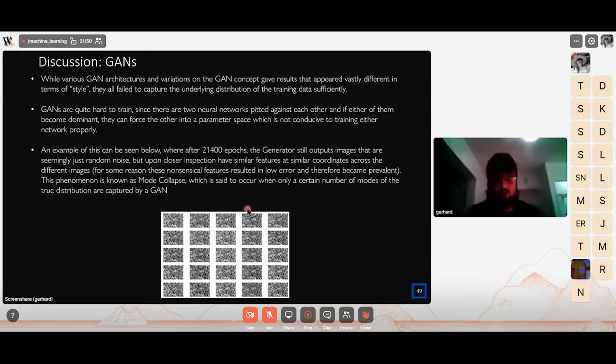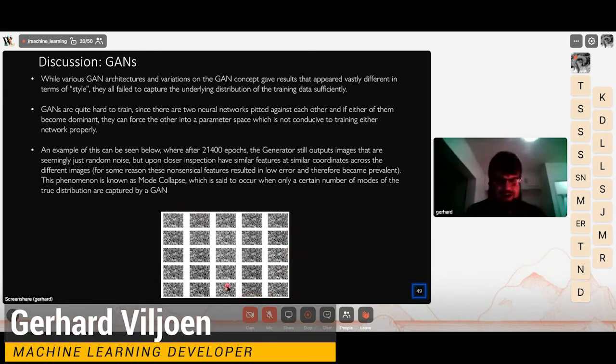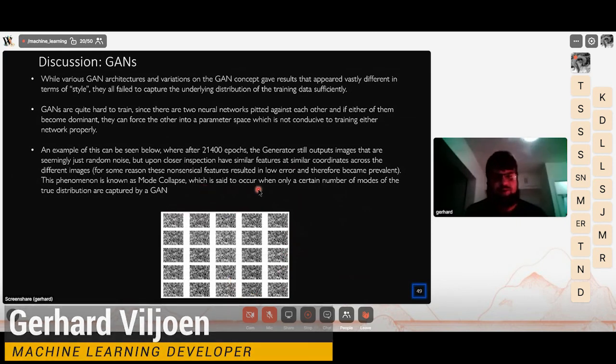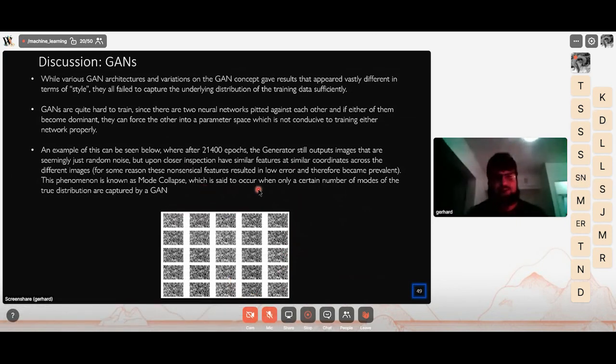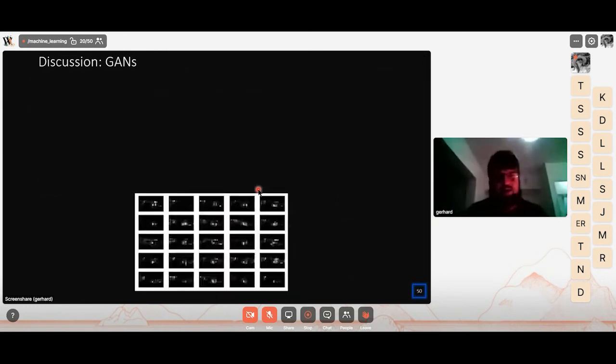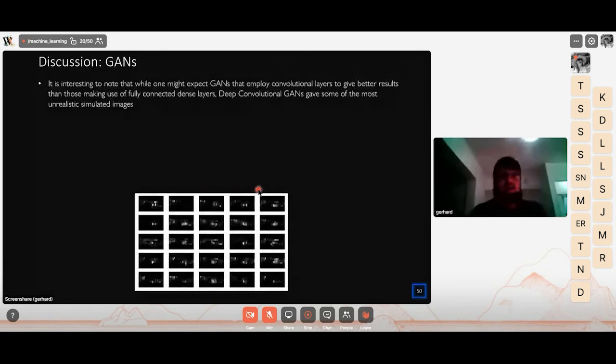You sometimes get this thing in GANs called mode collapse. These are various images simulated at 21,400 epochs of training. You can see that they all look like random noise, but you might start with the black line. They all have similar features, but they're all kind of nonsense. What happens with mode collapse is that only a certain number of modes of the true data distribution is captured by the GAN. Once you start seeing this, you can just stop training the model. It's not going to recover from that.